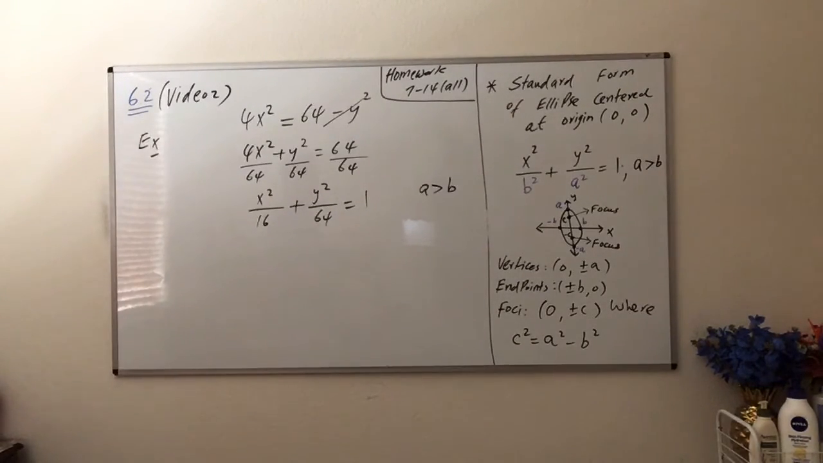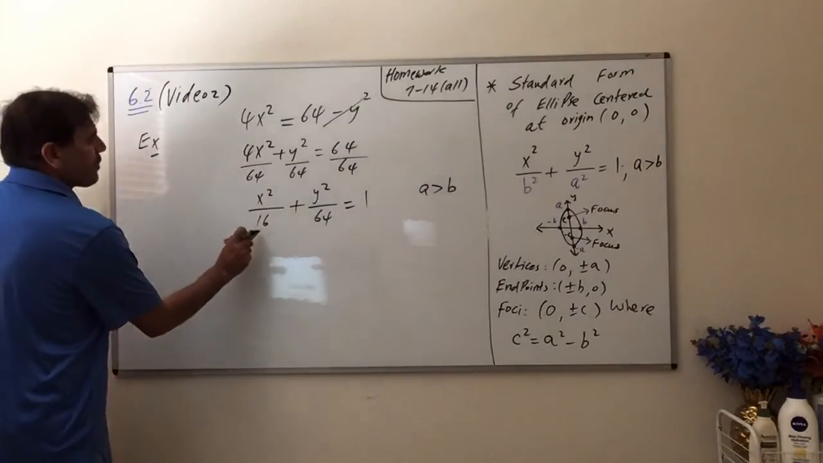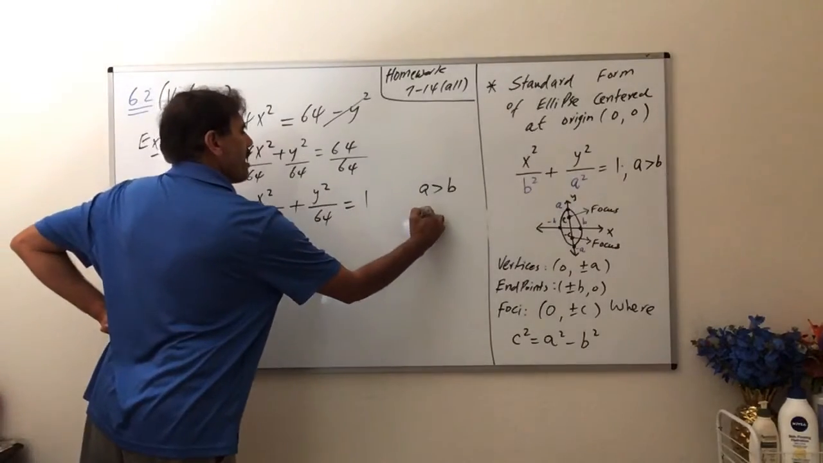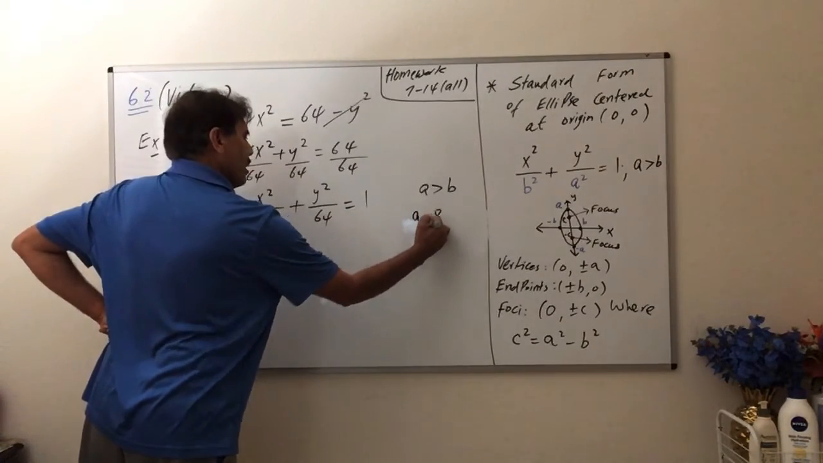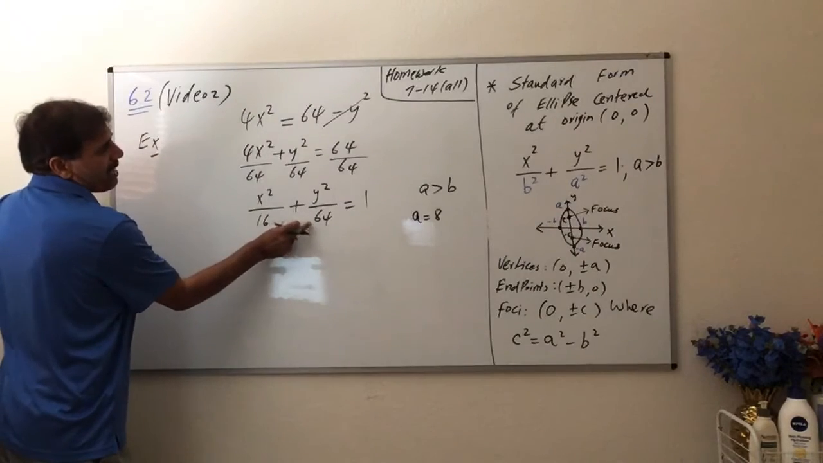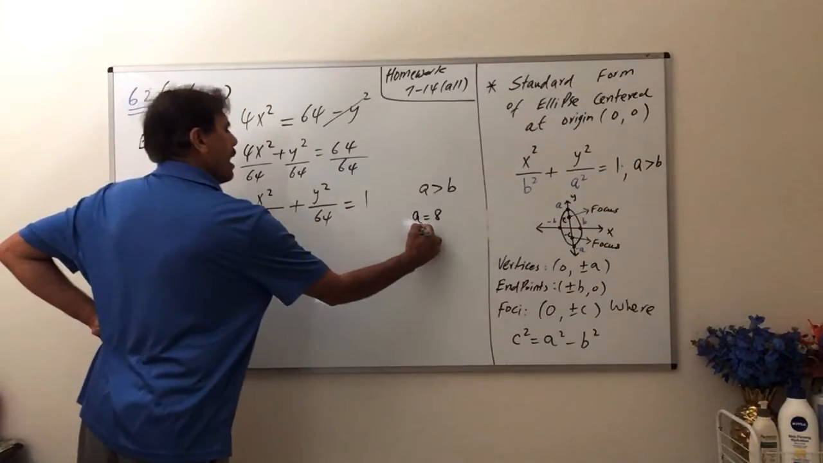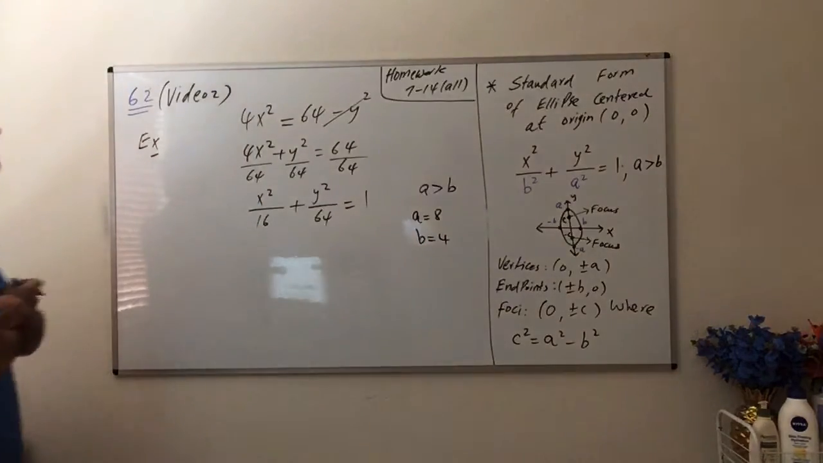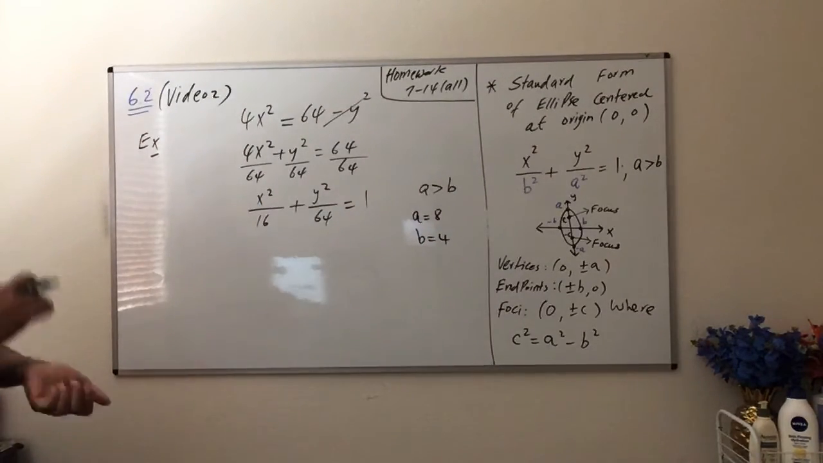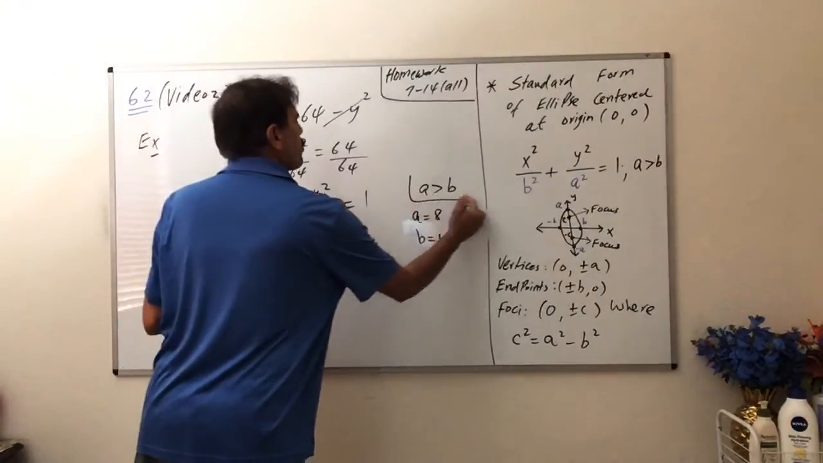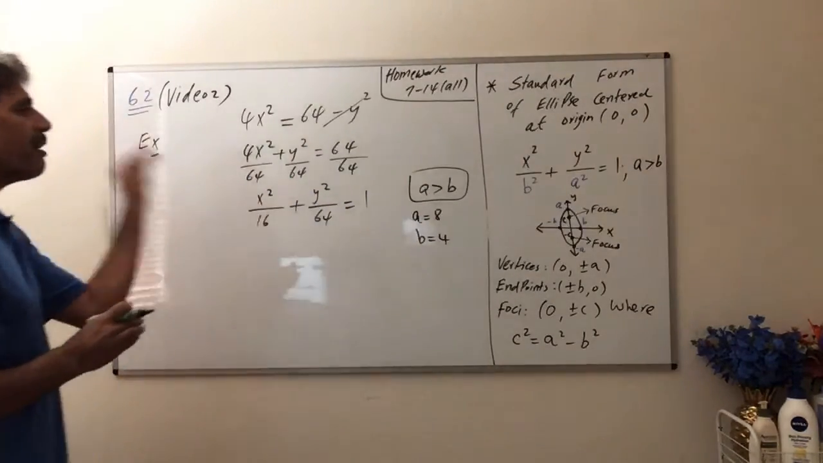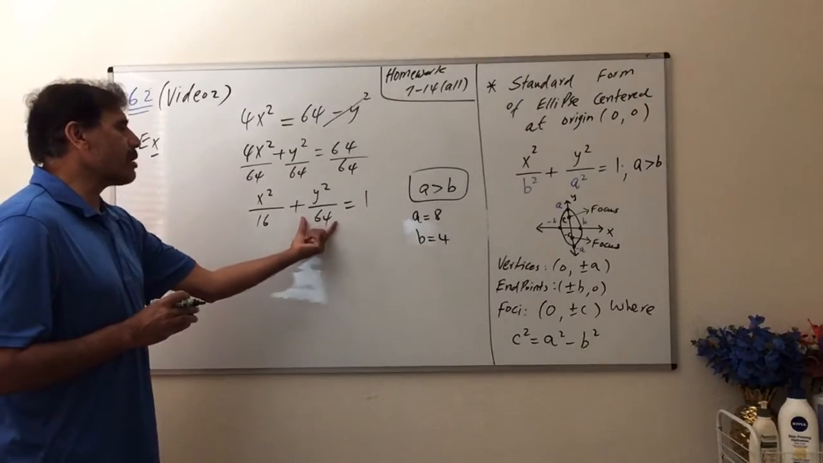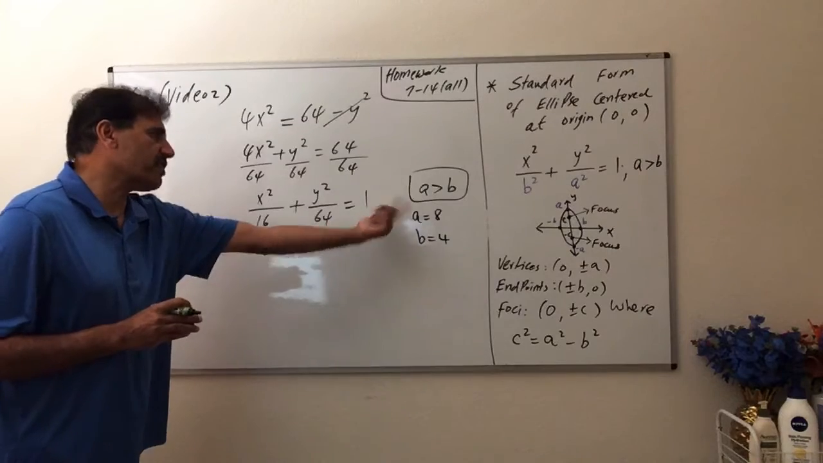So like in the last video, in this case, this is the a because a is greater than b. So a squared is 64, so how do you find a? The square root. 8 squared is 64. And your b squared is 16, so b is 4, which is the square root of 16. So very important, a is greater than b, remember. Whichever number is bigger, we are counting that one as a. So a is 8, the square root of 64.